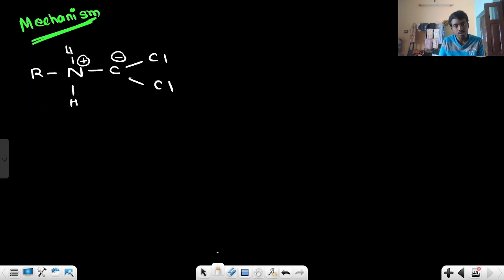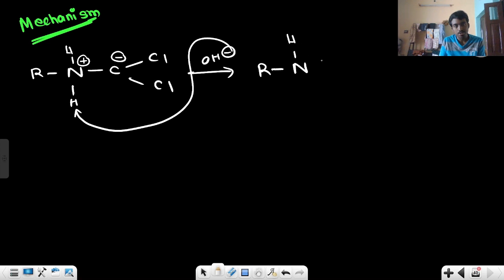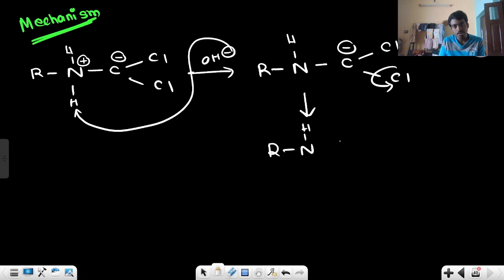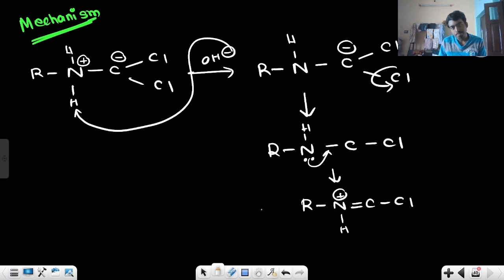Okay, I'm continuing. OH minus, don't ask me where it came from. This H it will take away. So what will it form? RNH, C minus, Cl, Cl. One Cl is knocked out. So what does it form? RNH, CCl. Now this nitrogen has a lone pair donated over here. So what is formed? RN plus H double bond CCl. OH minus is there, it attacks hydrogen. So what does it form? RN, again 2 lone pairs, CCl plus water.